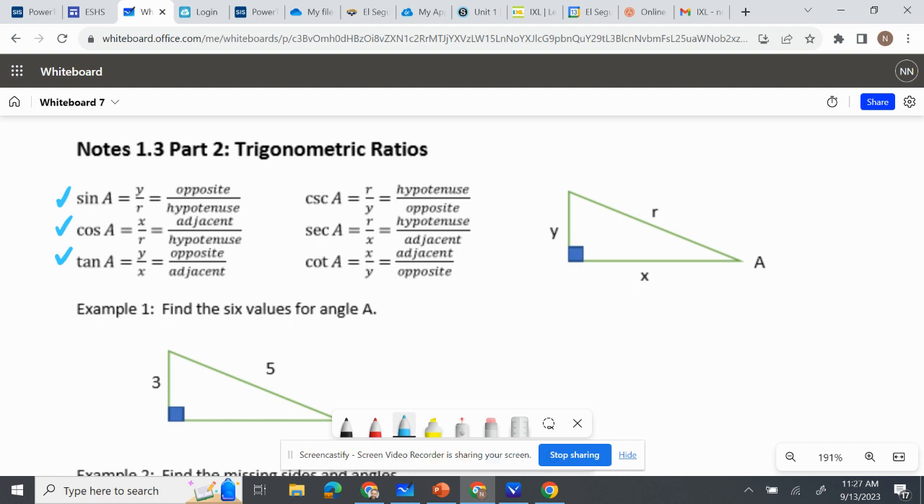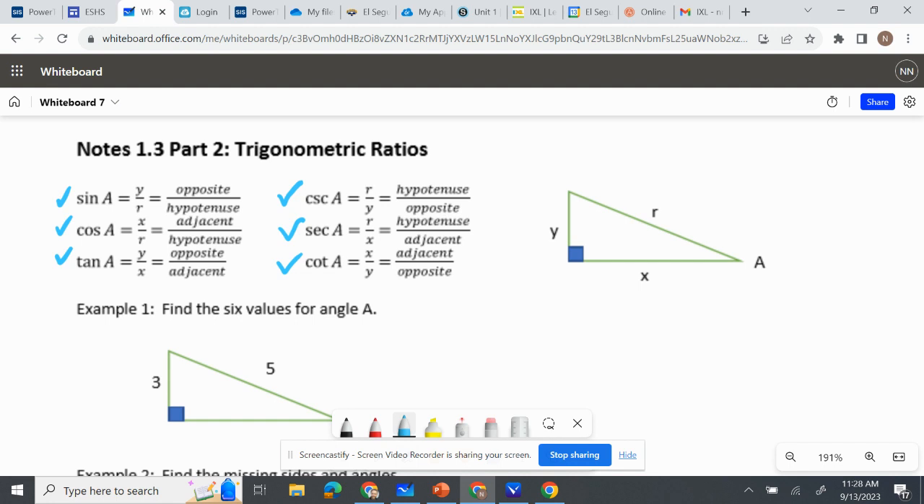Now we're going to look at cosecant, which is the reciprocal of sine, r over y, or hypotenuse over opposite. Secant, hypotenuse over adjacent, and then cotangent, adjacent over opposite.